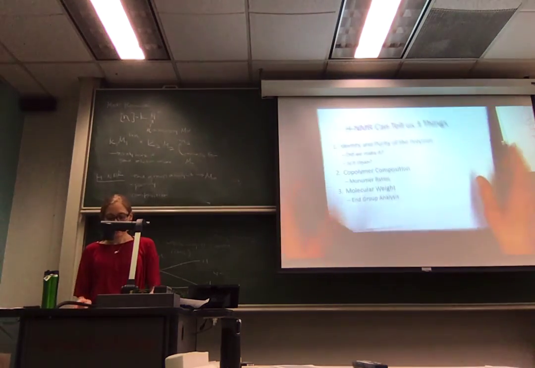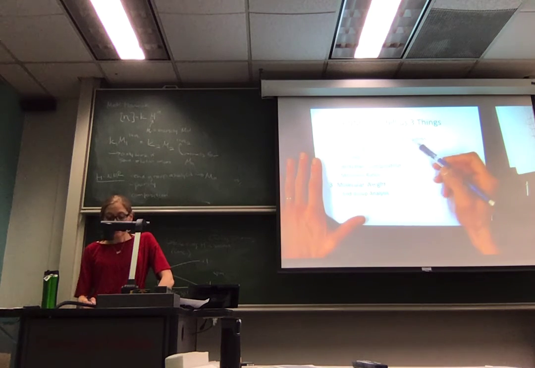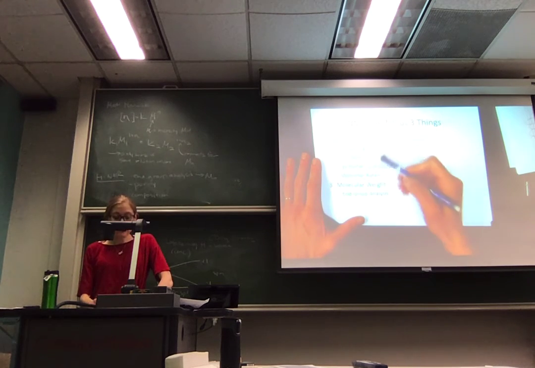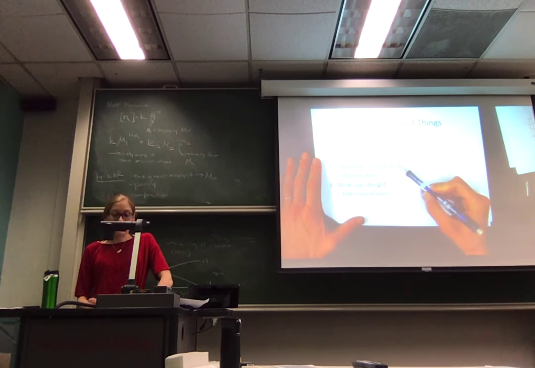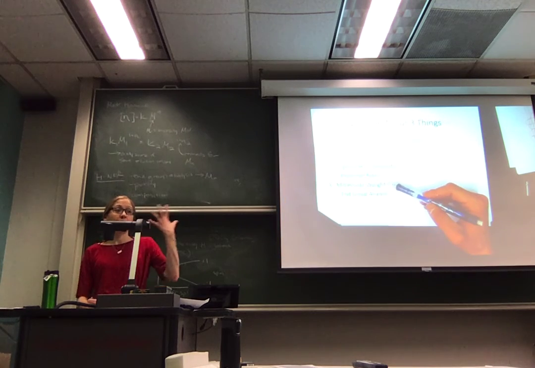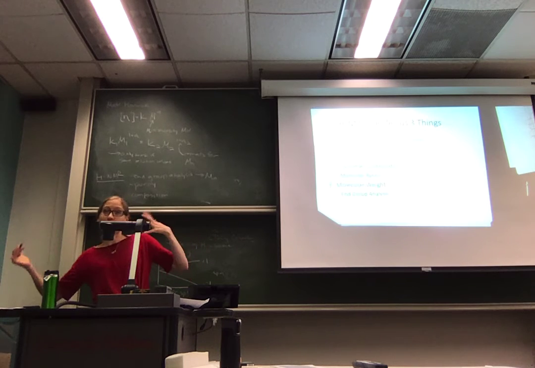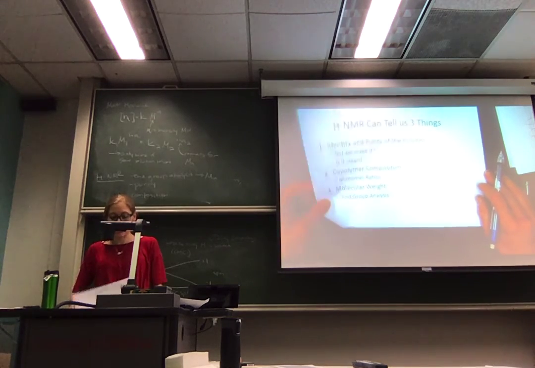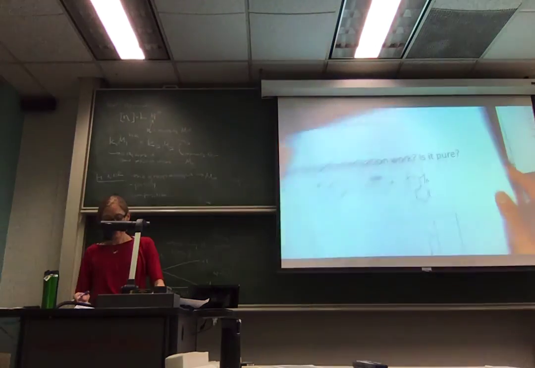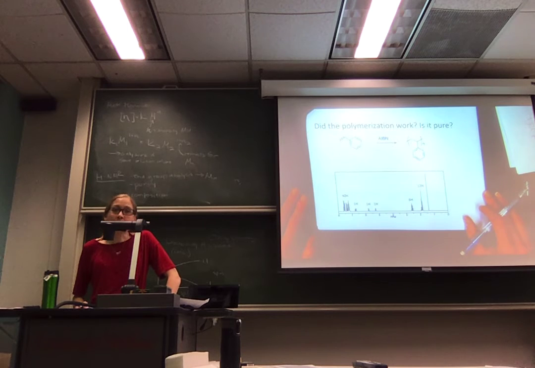So, the NMR can tell us 3 things. Identity and purity of the polymer. So, did we make it, and is it clean? Copolymer composition. So we can tell monomer ratios, how much acrylate or methyl methacrylate we have compared to butyl methacrylate. And then it can also tell us the molecular weight with end group analysis. And so we will have a few examples of this that I think we'll start next time.